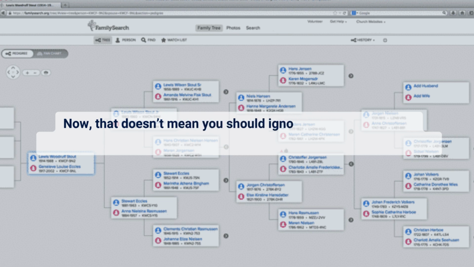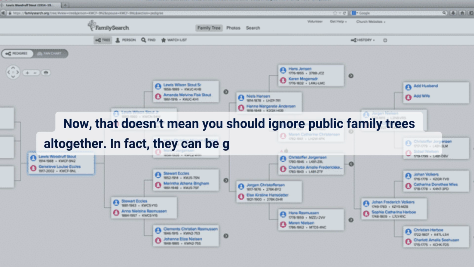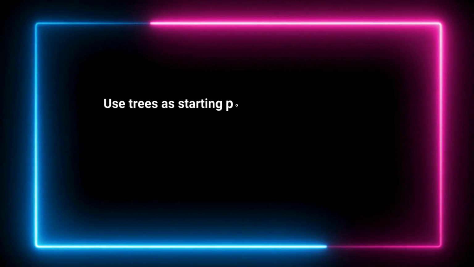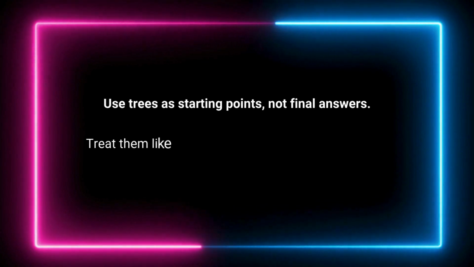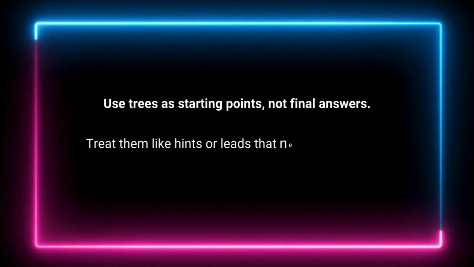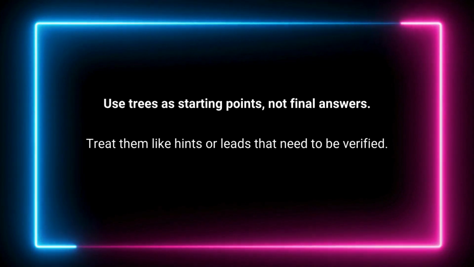Now, that doesn't mean you should ignore public family trees altogether. In fact, they can be great clues if you use them wisely. Here's how. Use trees as starting points, not final answers. Treat them like hints or leads that need to be verified.